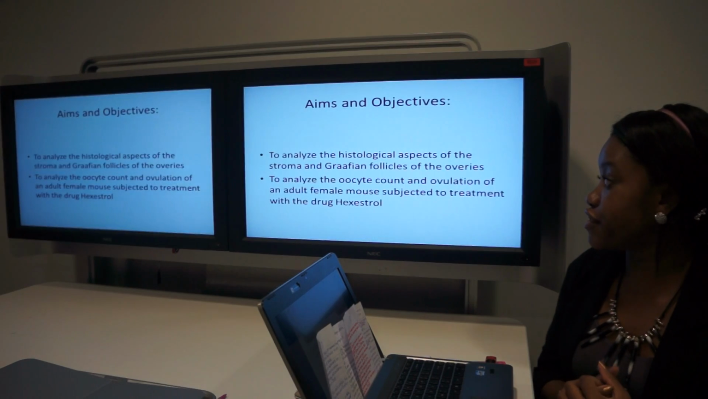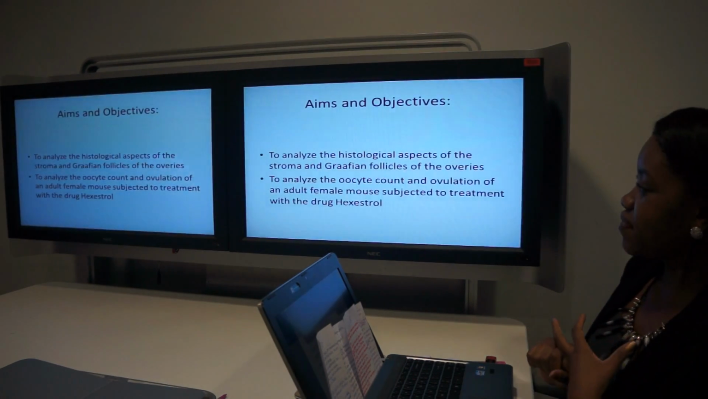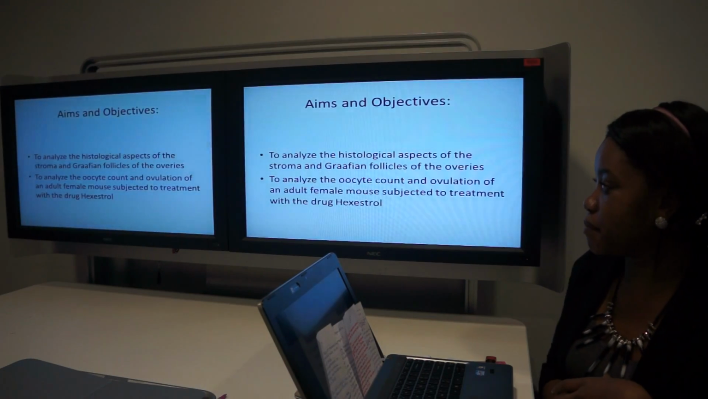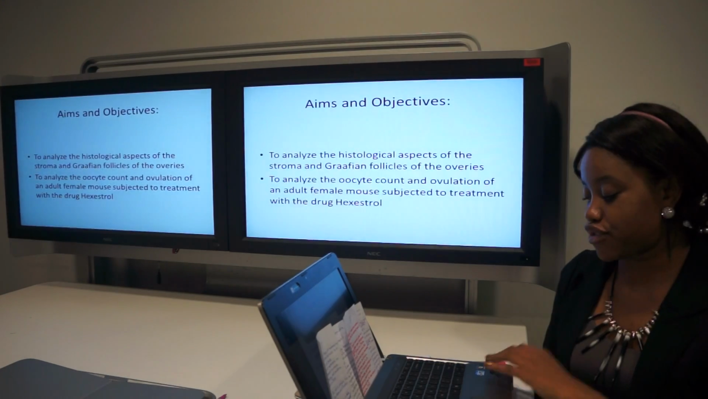in ovaries, and to analyze oocyte count and the number of luteal bodies found in female adult mice that were subjected to treatment with Hexestrol.